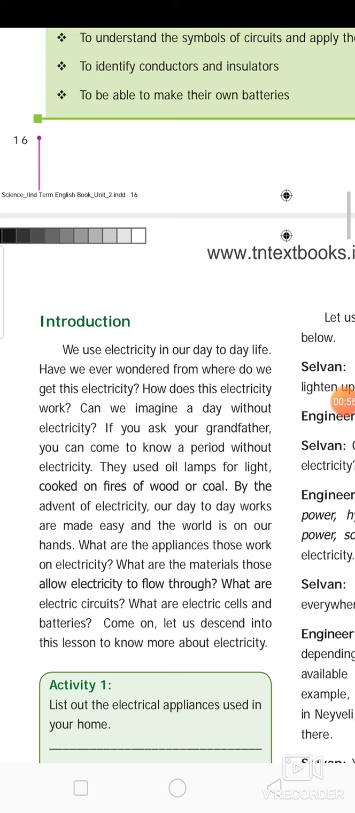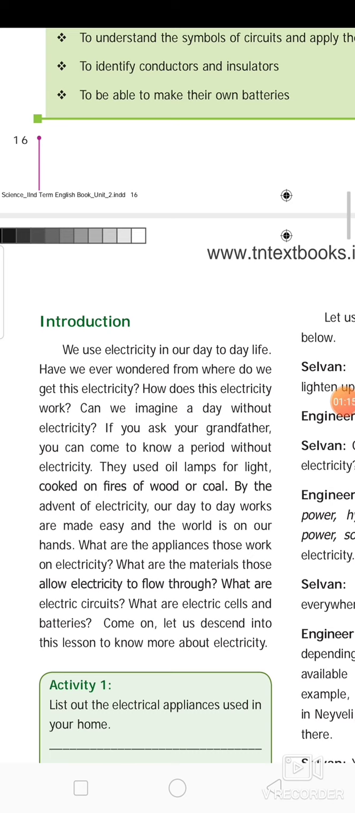If you ask a grandfather, you can come to know a period without electricity. They used only oil lamps for light, cooked on firewood and coal. By the advent of electricity, our day-to-day work is made very easy and the world is in our hands.